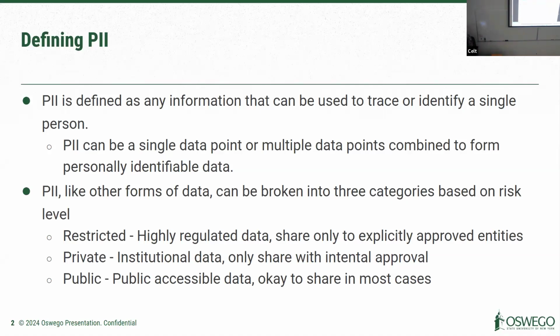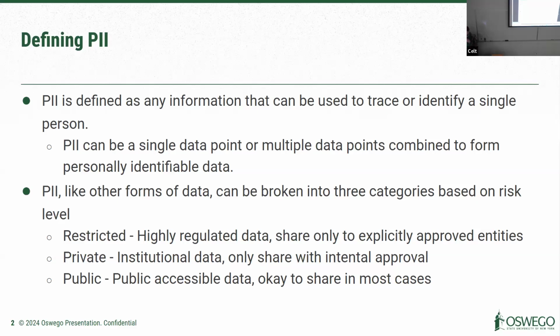PII can be a single data point or multiple data points combined to form personally identifiable data. What that means is that there's some information, something like a social security number, that you could use to identify someone because that's a very powerful piece of information. Multiple data points combined would be something like a name, an address, and a telephone number in one line, since that's enough information to identify someone.